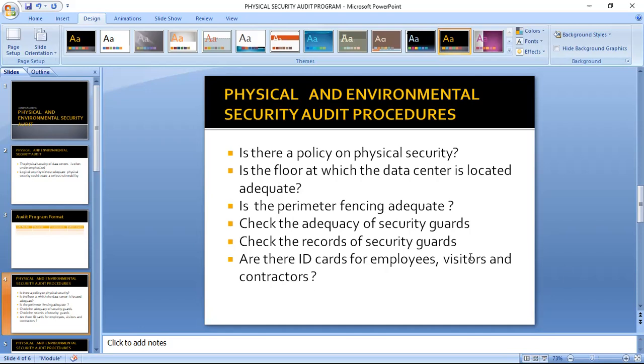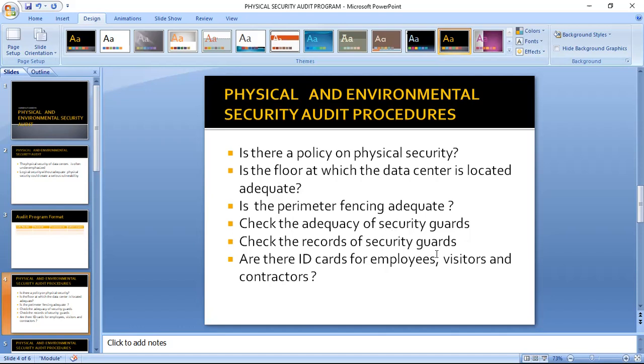So check the records of security guards also. You want to see whether it is just all for show. Are people signing in? Are they signing out? Are there records of physical goods brought in, like laptops and the rest? You want to see whether those records are being kept or not.